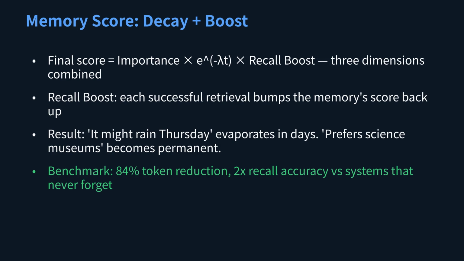So a memory that keeps proving useful becomes effectively permanent, while a one-time fact like it might rain on Thursday evaporates within days. Benchmarks show this approach reduces wasted tokens by 84% while doubling recall accuracy compared to systems that never forget.